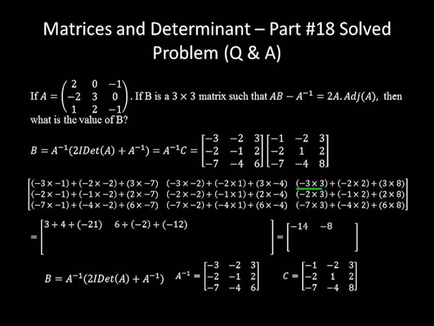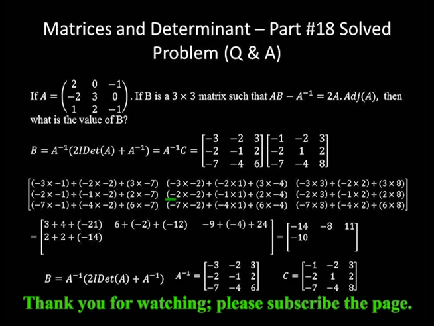Negative 3 times 3 equal to negative 9 plus negative 2 times 2 equal to negative 4 plus 3 times 8 equal to 24. Negative 9 plus negative 4 plus 24 equal to 11. Negative 2 times negative 1 is positive 2 plus negative 1 times negative 2 is again positive 2 plus 2 times negative 7 is negative 14. 2 plus 2 plus negative 14 equal to negative 10. Negative 2 times negative 2 is positive 4 plus negative 1 times 1 is negative 1 plus 2 times negative 4 is negative 8. 4 plus negative 1 plus negative 8 equal to negative 5.